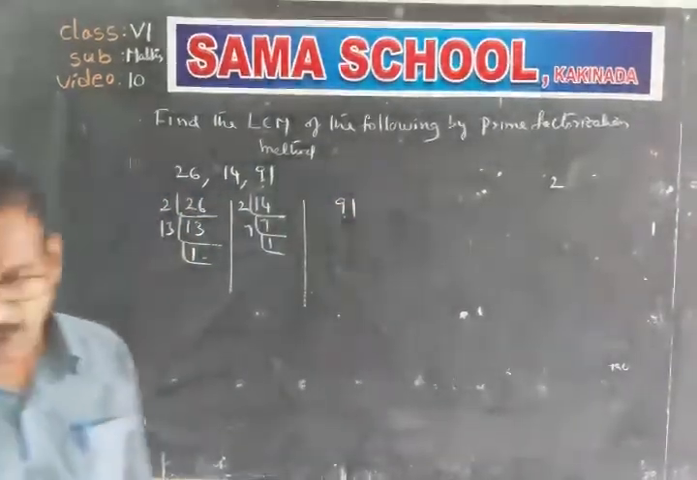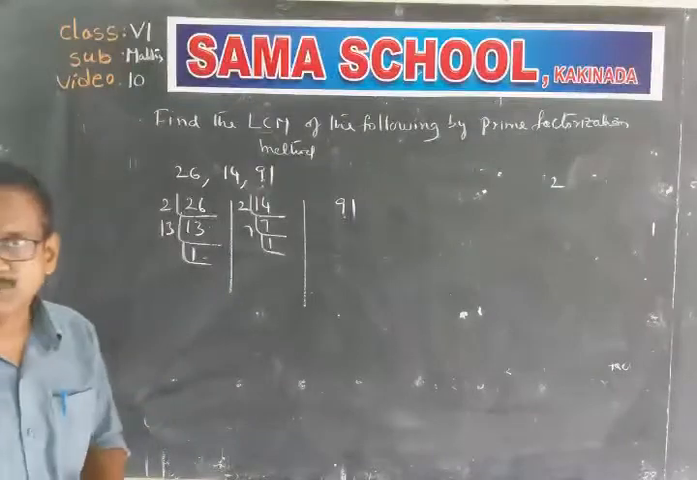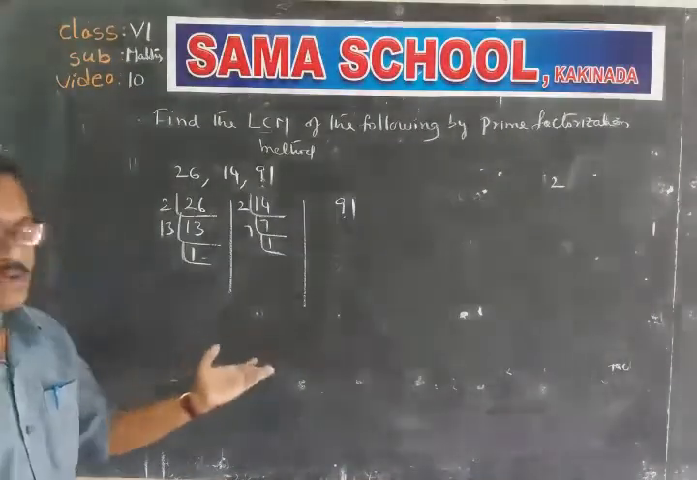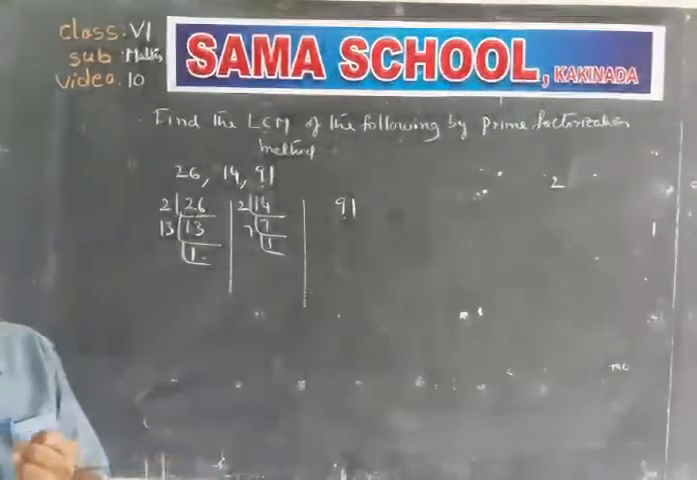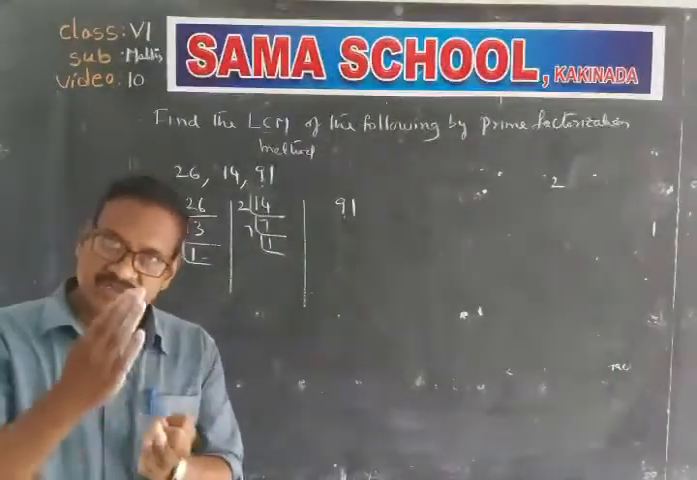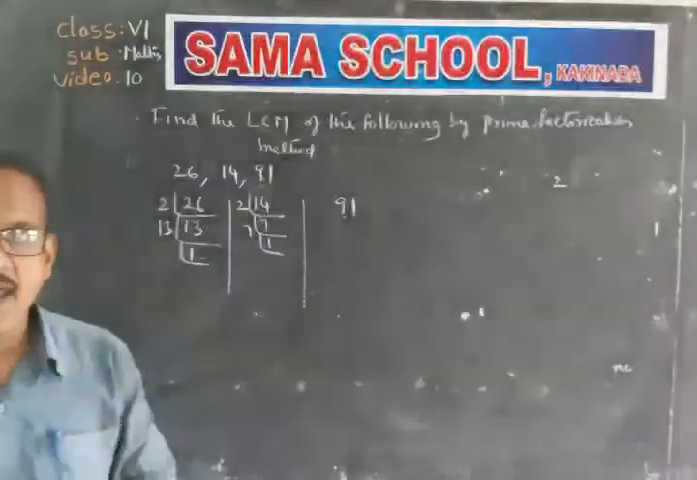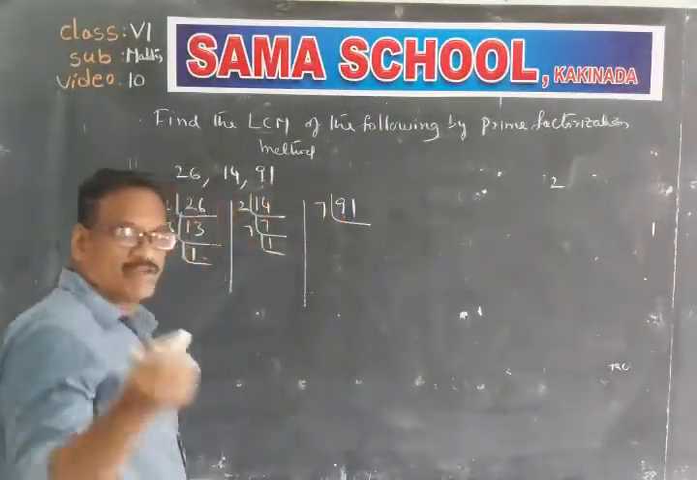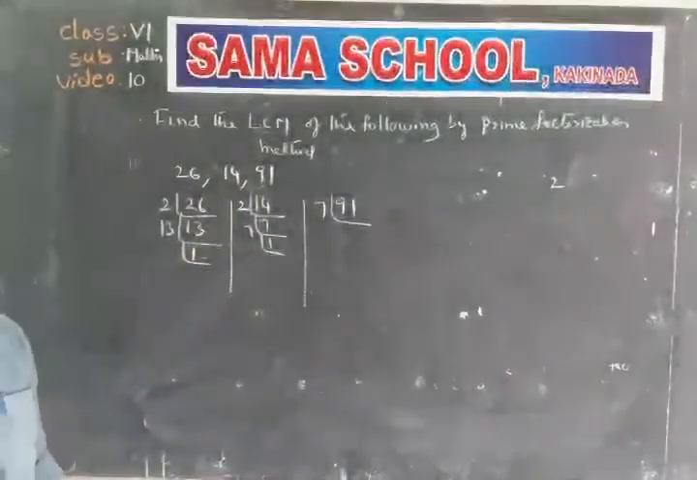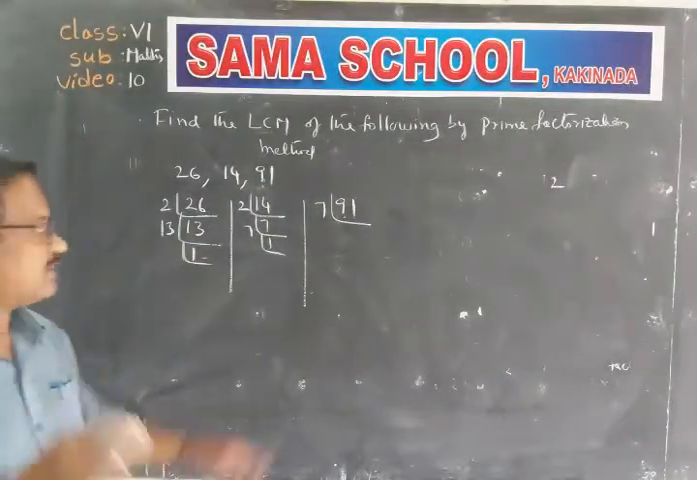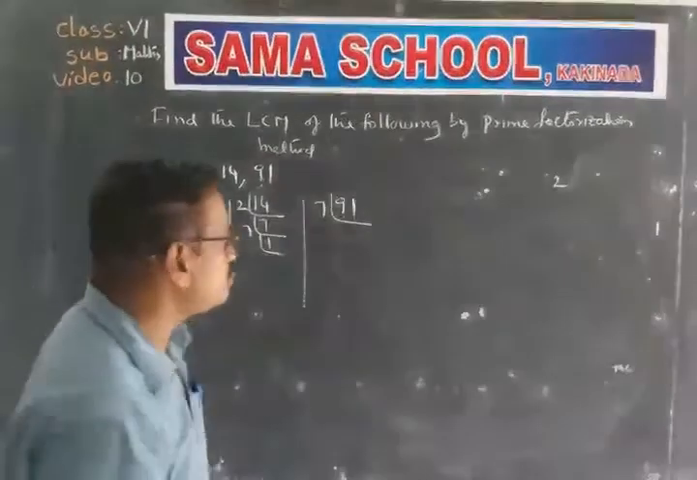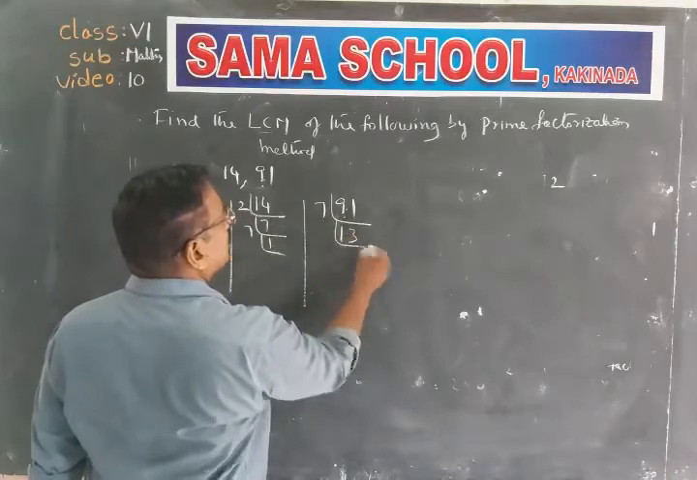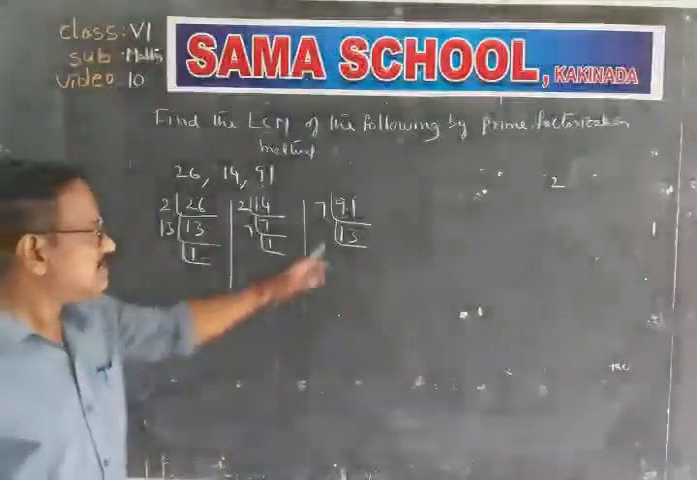91, which number is it divisible by? 2 is not divisible, 3 is not divisible, 4 is not divisible, 5 is not divisible. 2 is the least prime number, after that 3, after that 5, after that 7. 2, 3 and 5 are not divisible. You take 7. 7 ones are 7, 7 3s are 21.